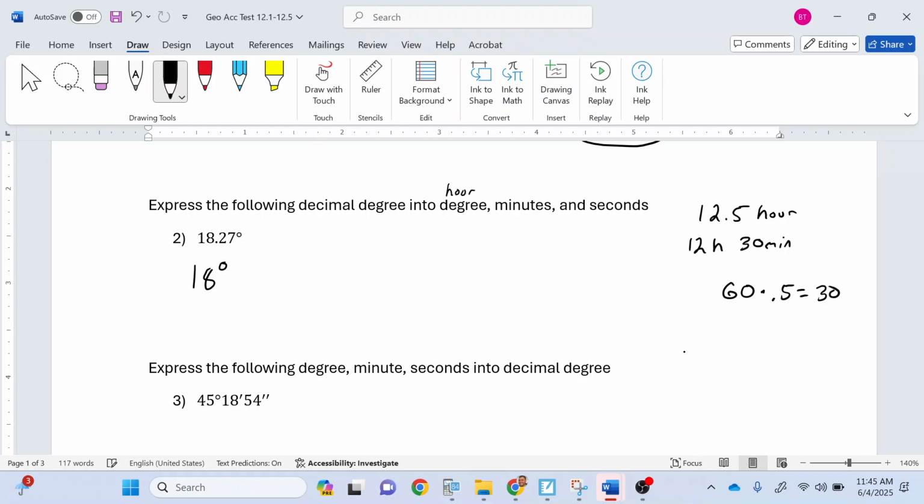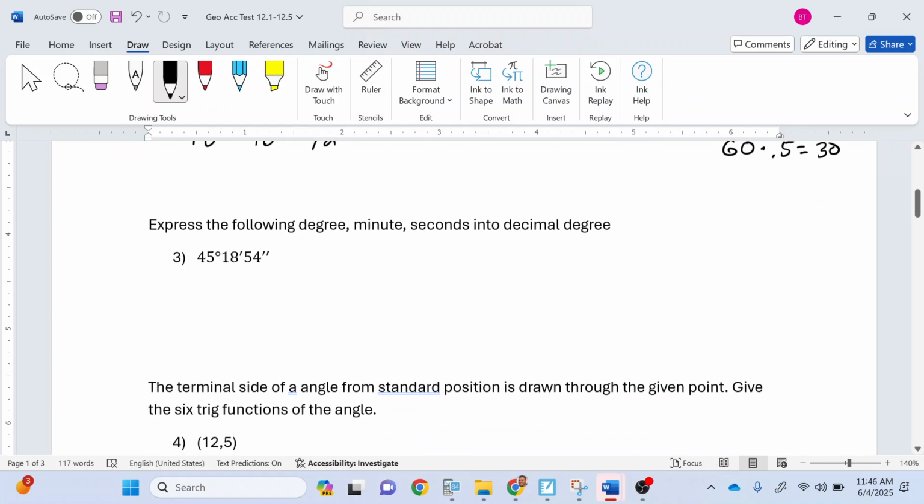So I have 18 degrees, and then I'm going to do 0.27 times 60. That's going to be, is it 16.2? Let me just check on my calculator so I can be clear. Good. So that's going to be 16.2. So then I have 16 minutes. Now I'm going to take that 0.2 of a minute and times it by the 60 seconds in a minute. So 0.2 times 60 would be 12. So I'll put a 12 here. So it's 18 degrees, 16 minutes, and 12 seconds.